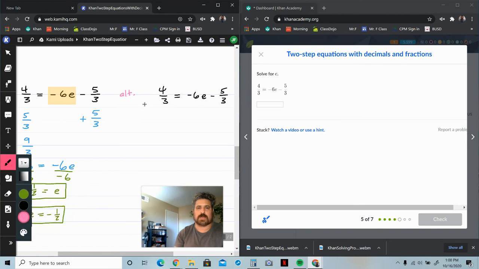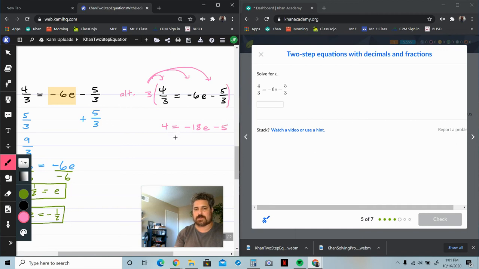You multiply the entire thing by 3. In all terms, distribute through all terms on both sides of the equation, right? And what you're going to get is 3 goes into 3 once, 1 times 4 is 4. 3 times negative 6e is negative 18e. And then 3 goes into 3 once, 1 times negative 5 is negative 5.